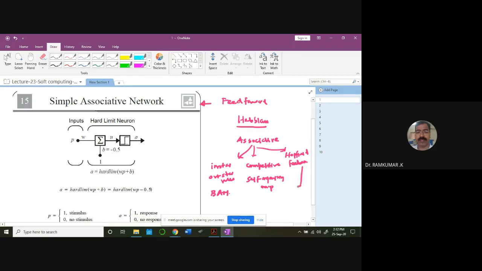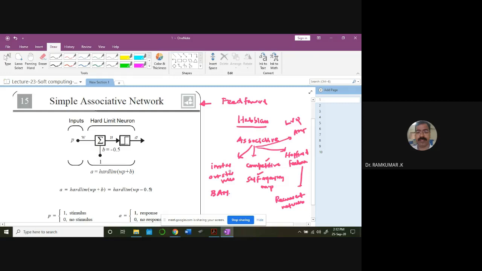So it's more kind of a recurrent network. It's a classic example. Recurrent networks, there will be feedbacks involved. Self-organizing map, competitive network. Then two more topics, LVQ and ART. So these are all some of the algorithms we'll be learning.